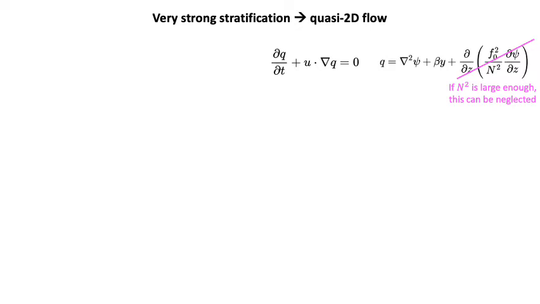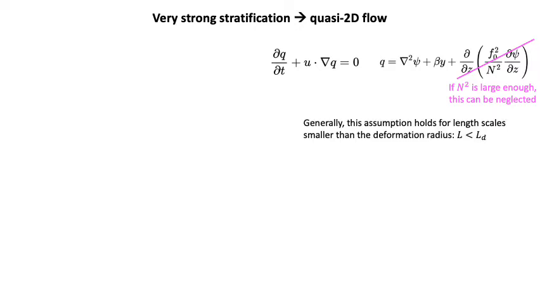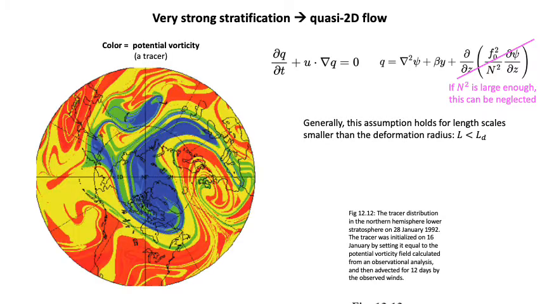And so you're left with basically absolute vorticity. It's basically an absolute vorticity equation with varying f. So that's where you have beta. So you'll still be allowed to have Rossby waves. Generally, this assumption holds for length scales smaller than the deformation radius. And the key thing is that in the stratosphere, again, the deformation radius is a lot larger than it is in the troposphere. So it means it holds for a much larger range of scales in the stratosphere.